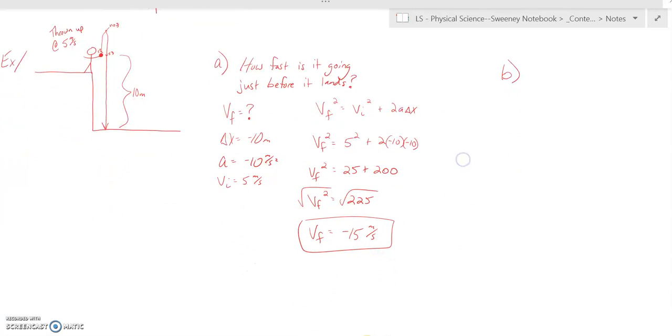We stopped on this example where we were throwing a ball upward at 5 meters per second and letting it fall all the way down to the ground 10 meters below. In part A, we solved for how fast the ball is going just before it lands. We found out that it was 15 meters per second going down. Part B, we're going to ask to find the time it takes for the ball to land. So, time to land.